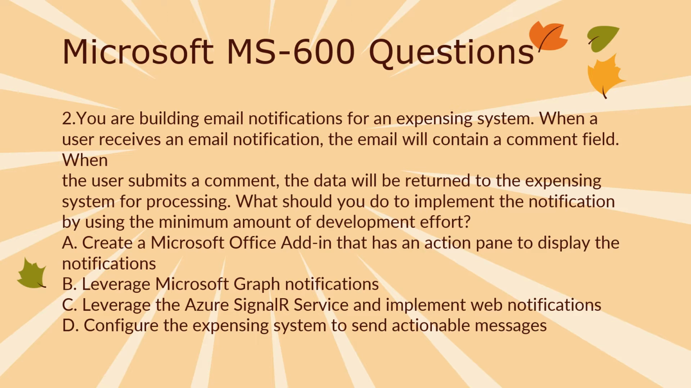2. You are building email notifications for an expensing system. When a user receives an email notification, the email will contain a comment field. When the user submits a comment, the data will be returned to the expensing system for processing. What should you do to implement the notification by using the minimum amount of development effort? A. Create a Microsoft Office add-in that has an action pane to display the notifications. B. Leverage Microsoft Graph notifications. C. Leverage the Azure SignalR service and implement web notifications. D. Configure the expensing system to send actionable messages.